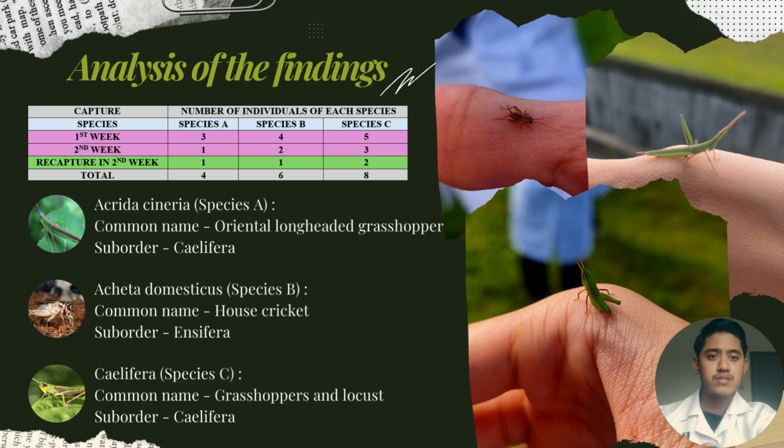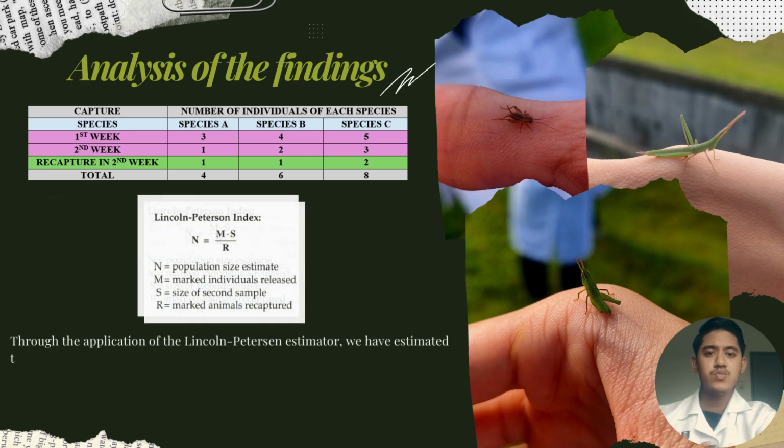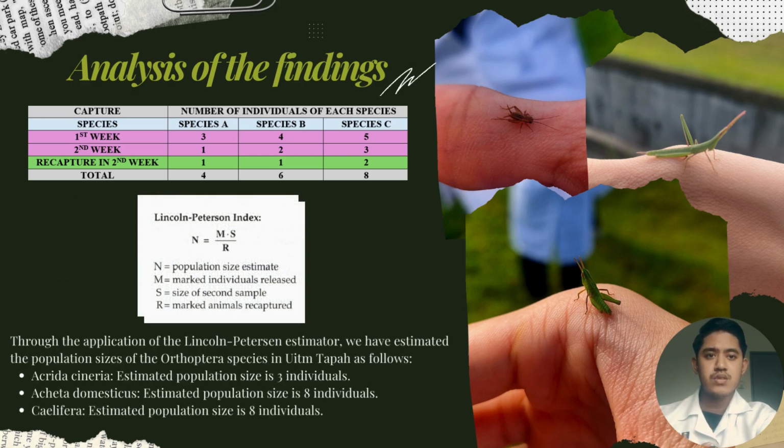14 days after the first capture, we went back to capture again, and we can see that the quantity of captured specimens is decreasing, to only 1 specimen from species A, with 1 marked specimen found. For species B, we found 2 specimens, and 1 of them is the marked specimen from the first capture. And finally, for species C, we found 3 specimens on the second capture, and 2 of them are marked specimens.